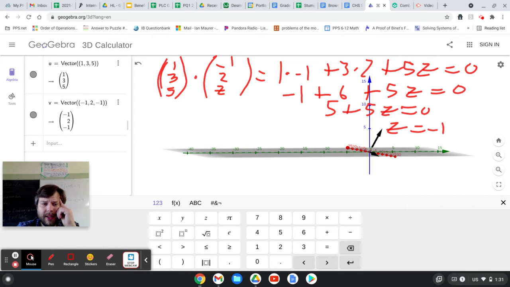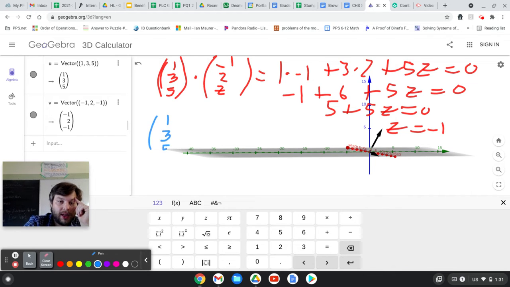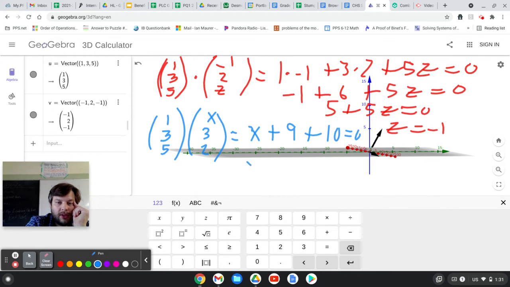Now I could have done this. I can do this as many times as I want. Let's do just one more example just so you kind of get a feel for it. We're going to do 1, 3, 5. Let's say I don't know the x coordinate this time, but the y coordinate is 3 and the z coordinate is 2. Then I'm going to have 1x plus 3 times 3 plus 5 times 2 equals 0. So x should equal -19. And let's type that thing in there.